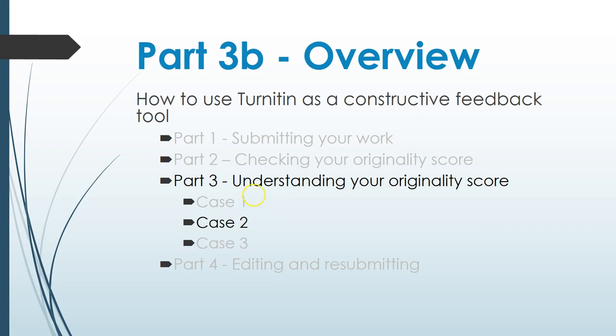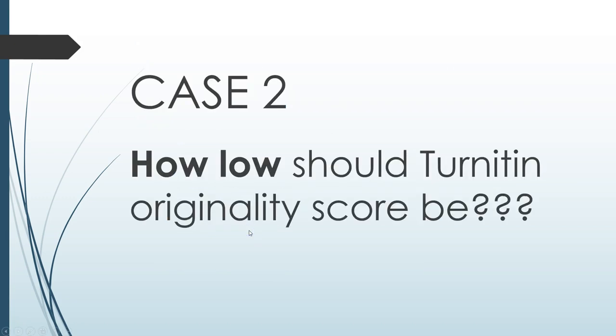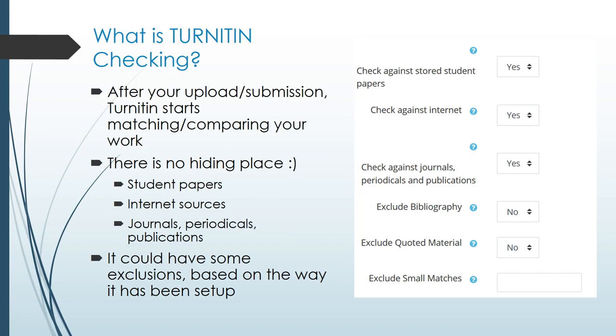Now, the second case I want to present to you will beg the question of how low should the Turnitin originality score be then? How low? People keep asking me that question. How low should it be? Is 10% okay? Is 20% okay? In order to answer this question effectively, you have to ask yourself again, what exactly is Turnitin checking?